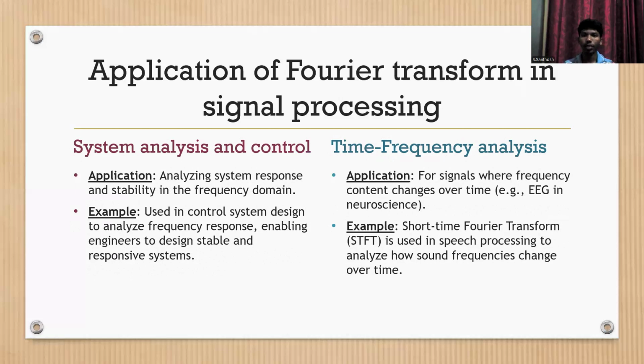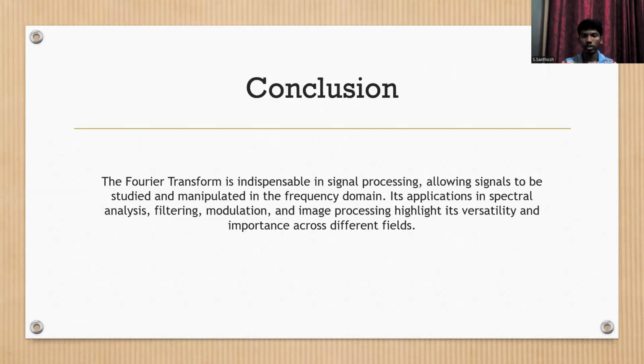Now, looking at time frequency analysis, this is the last application. For signals where frequency content changes over time, something like EEG and neuroscience, where you have a signal that constantly changes over time. An example for this could be the short time Fourier transform that is used in speech processing to analyze how sound frequencies change over time. So these are all the applications of Fourier transform in signal processing.